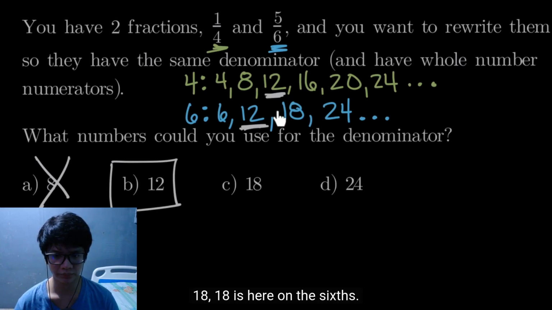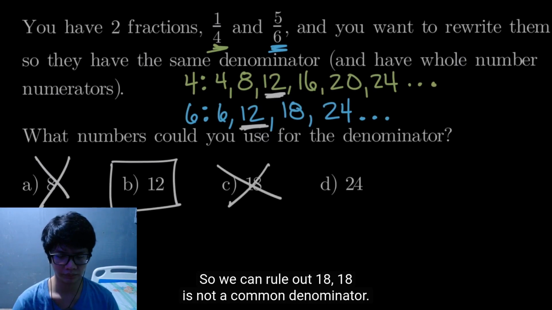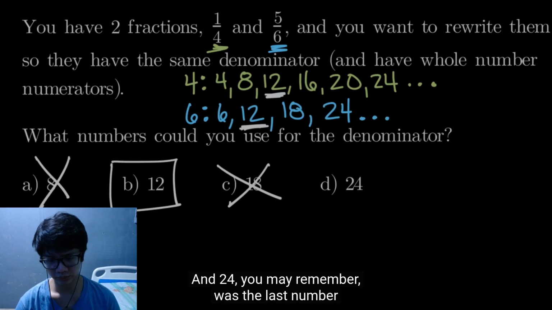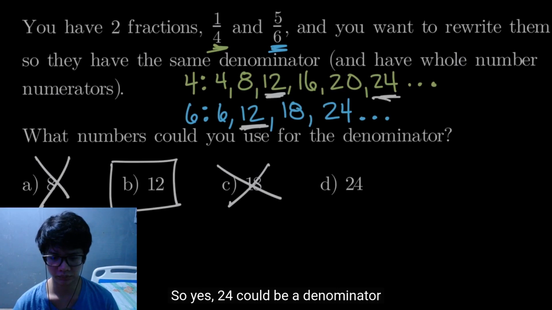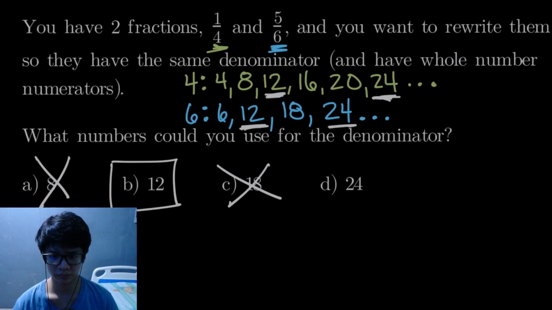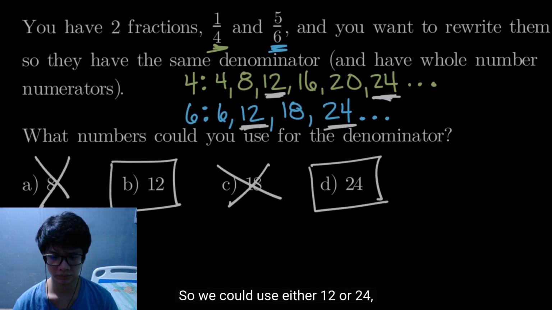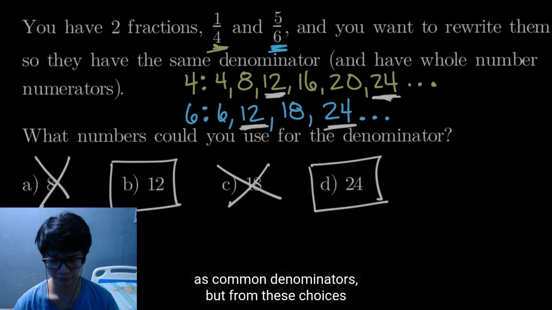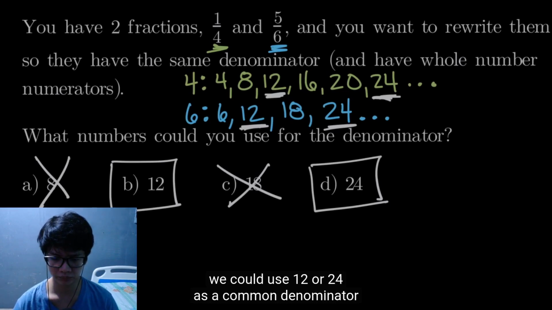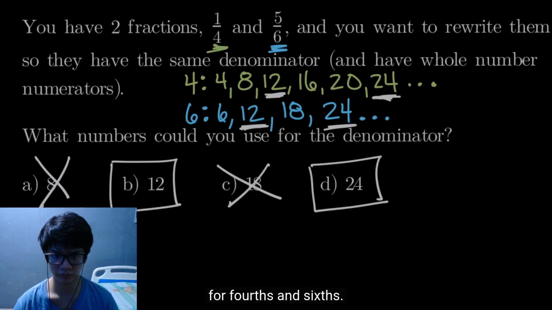18 is here on the sixths. We could split sixths into 18 because 18 is a multiple of 6, but it is not a multiple of 4. So we can rule out 18. 18 is not a common denominator. And 24, you may remember, was the last number we wrote on both of them. So yes, 24 could be a denominator for fourths and sixths. So we could use either 12 or 24. And there are a lot more numbers we could use as common denominators, but from these choices, we could use 12 or 24 as a common denominator for fourths and sixths.